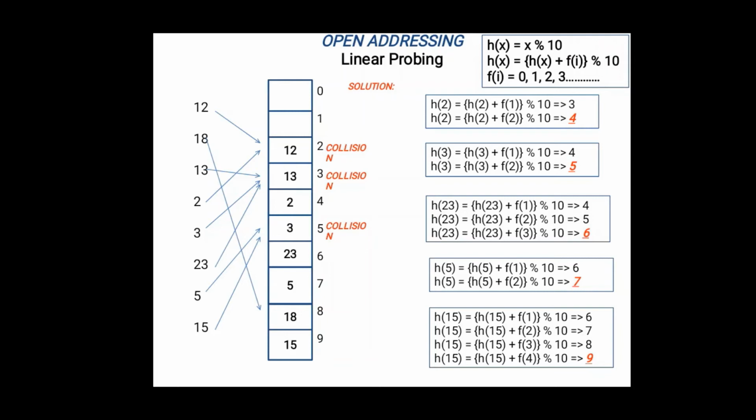So h of 15 is equal to (h of 15 plus f of 3) mod 10, which is 8. So 8 is occupied, so we need to search again. So h of 15 is equal to (h of 15 plus f of 4) mod 10, which is 9. So finally we found the slot for key 15 at table index 9.